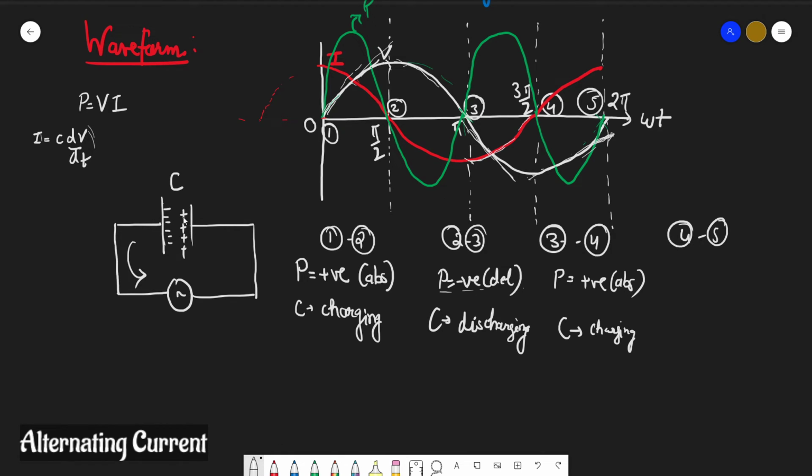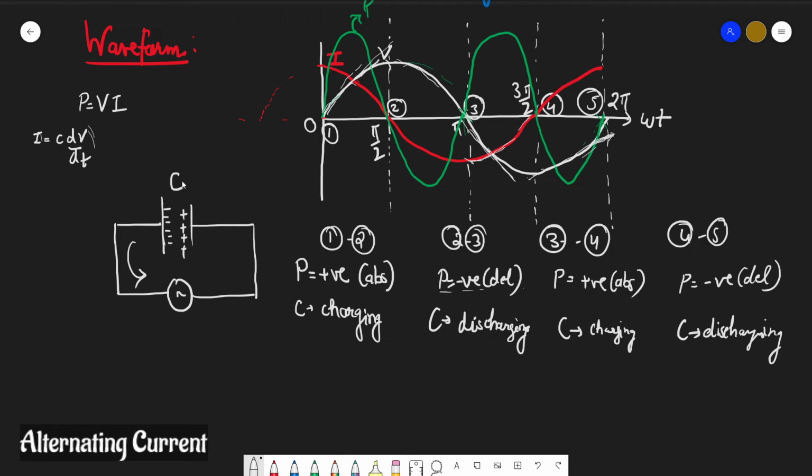So the previously accumulated charges are now getting back to the supply. So power is negative, obviously delivered in this case, like you can see from the curve also, and the C is now discharging. The previously accumulated polarity is now depleting, as the current is reversed, back to the supply. So again we will say discharge. In this way you can understand, with the slope of this voltage, how this thing is happening.